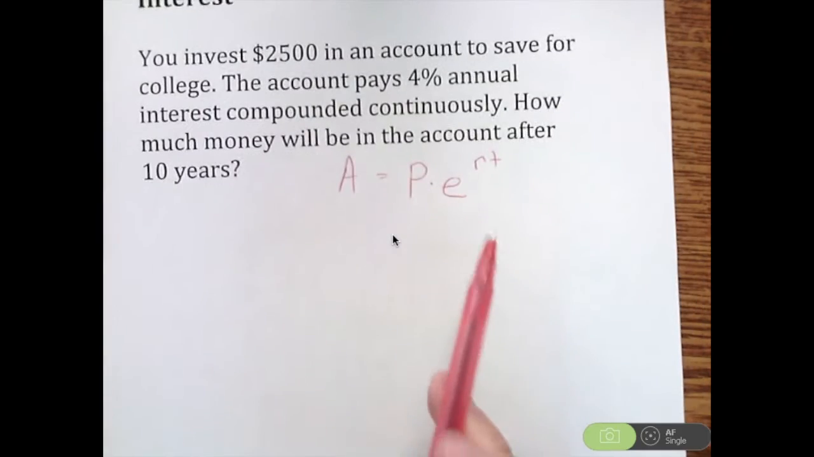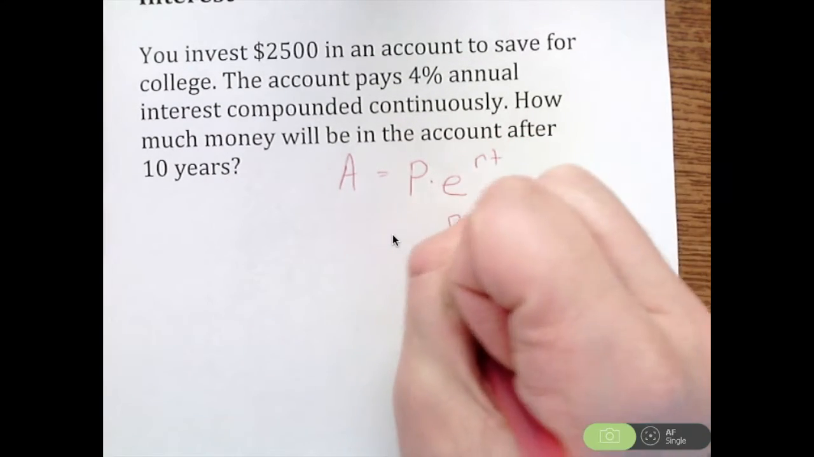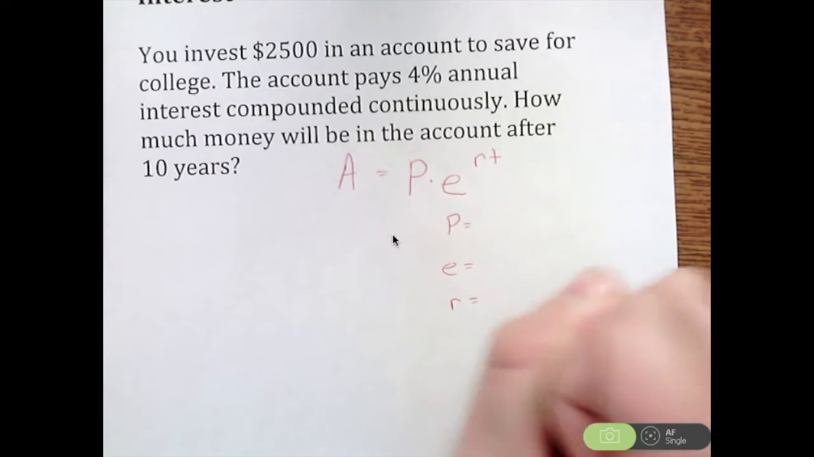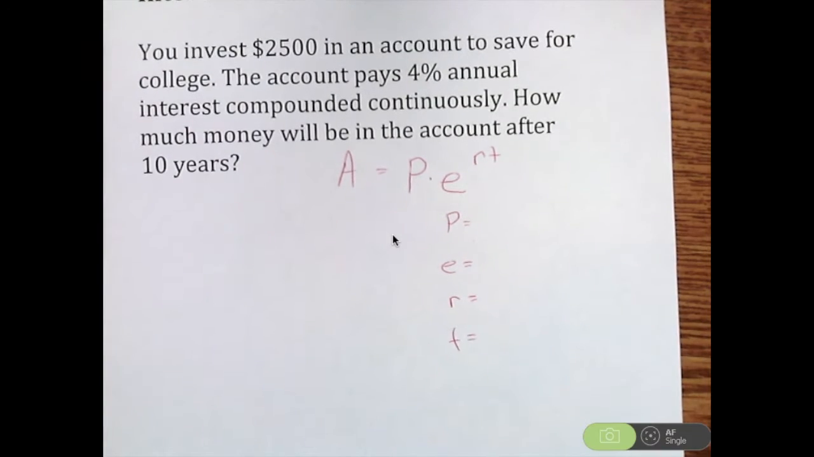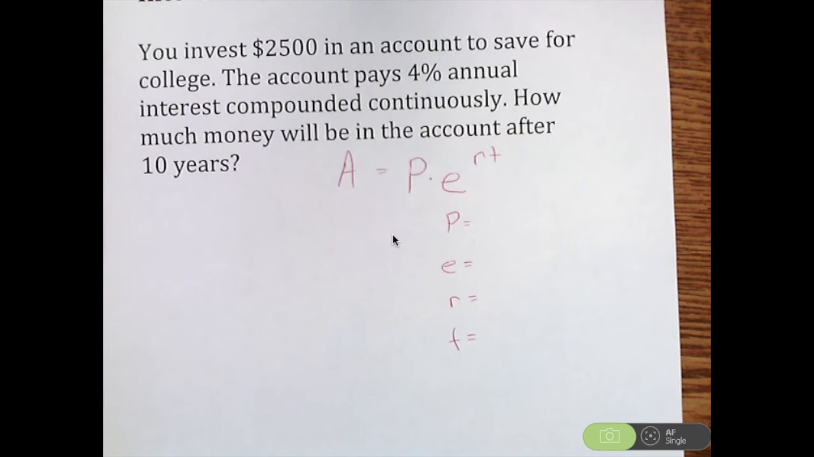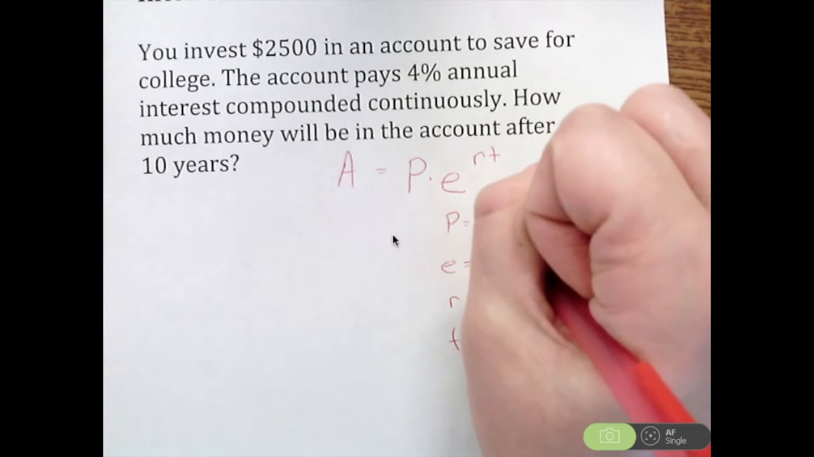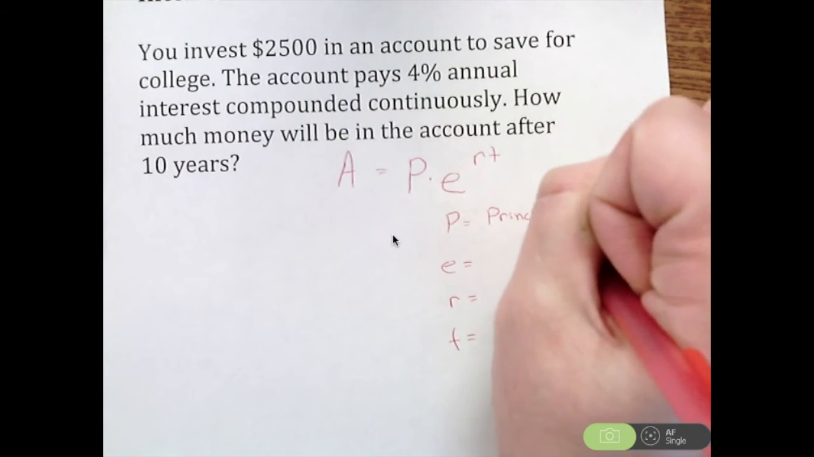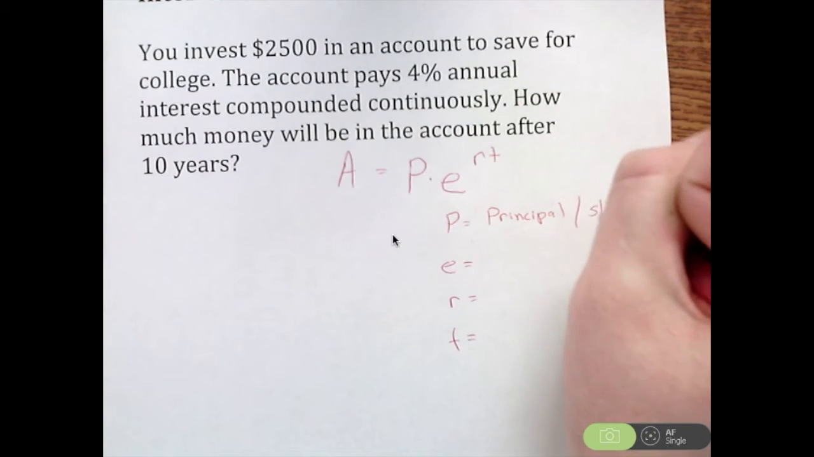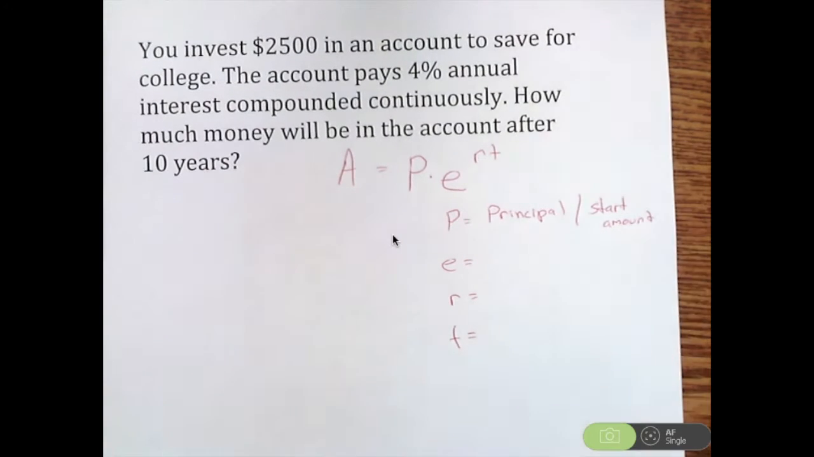So I'm going to talk about, first off, what are all the pieces of this formula. So we have P, e, r, and t that we need to worry about. A lot of common connections to previous formulas we've talked about. P is going to be your principal. That is also what your start amount is. So P is the principal or your starting amount.